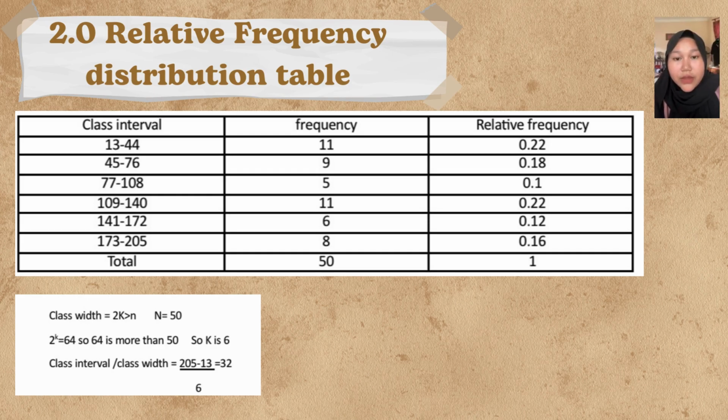For the number of classes, 2^k must be more than n, so n is 50. For 2^6, that is 64, and 64 is more than 50. So k is 6. So for the class width, 205 minus 13 divided by 6, the answer is 32.